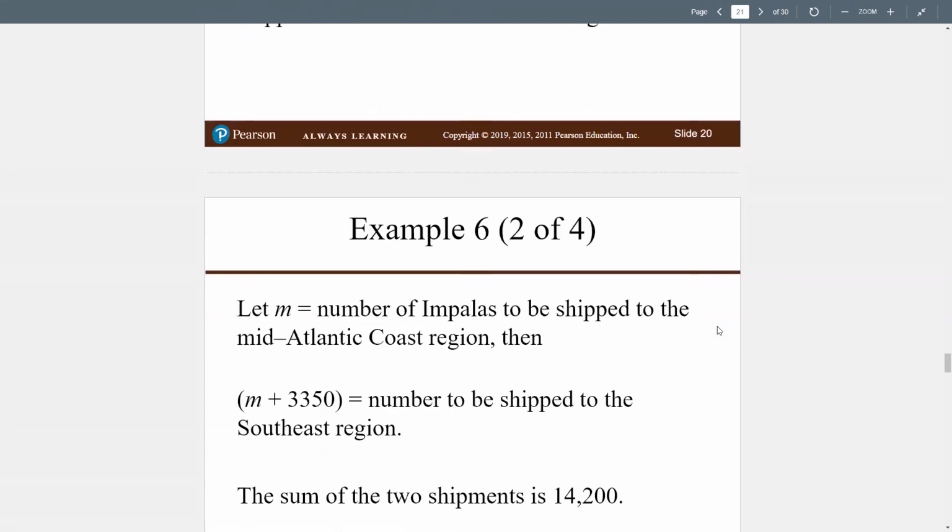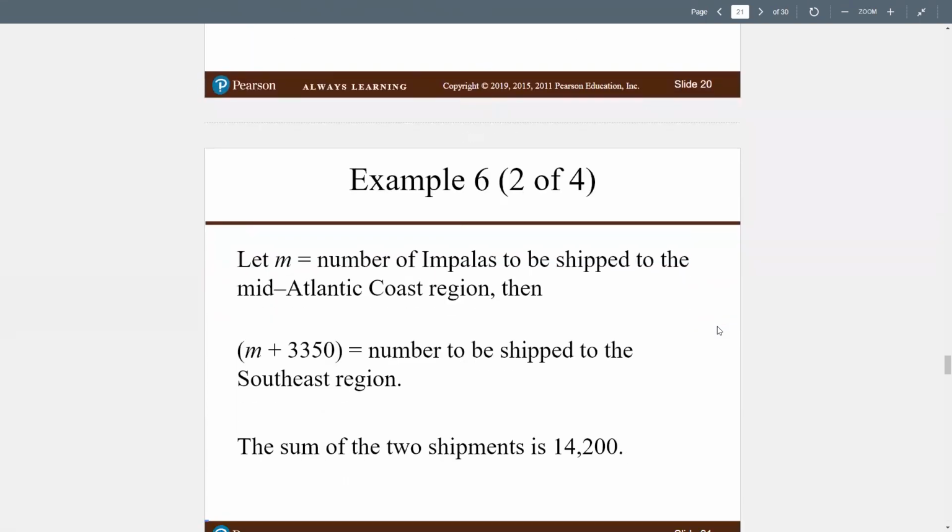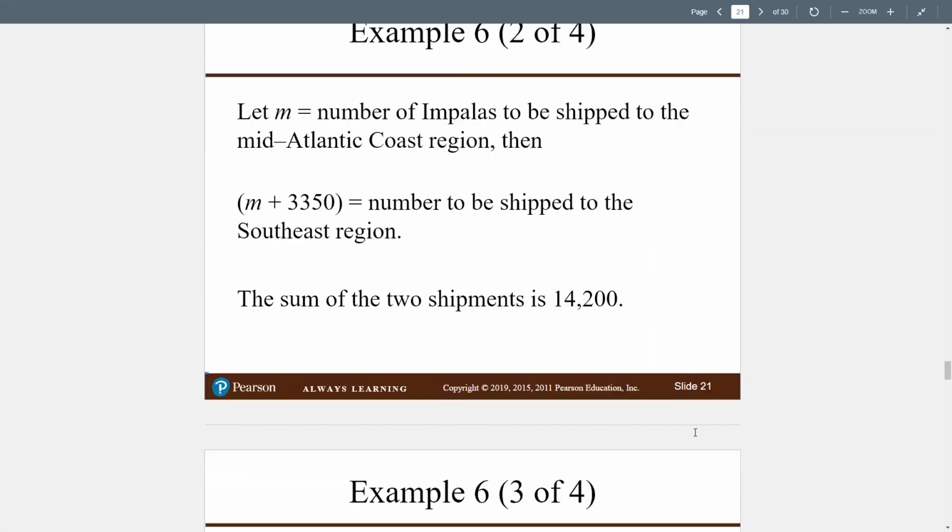In theory, you could probably just figure that out in your head, but let's go through and do it the way we should do it. We're going to let M equal the number of Impalas to be shipped to the mid-Atlantic coast region. Then M plus 3350 will be the number shipped to the southeast region. The sum of the two shipments is going to be your 14,200. This is going to be a perfect example of if you have a point something, you're obviously not going to send just a tire to the mid-Atlantic. Okay, so you will round up.